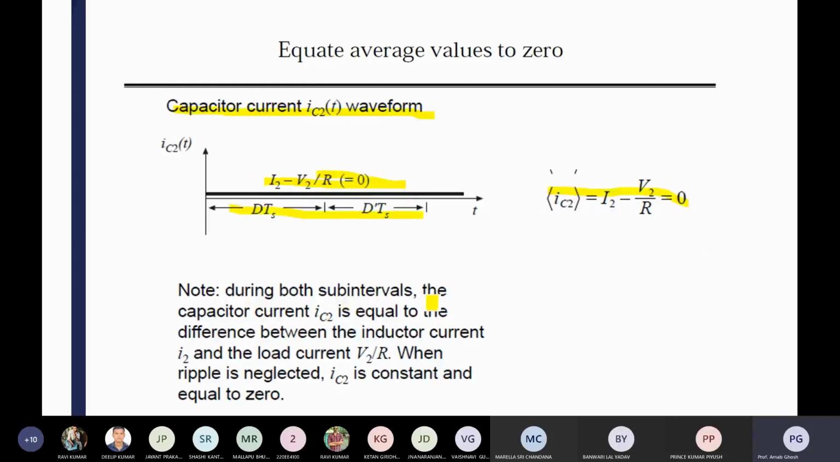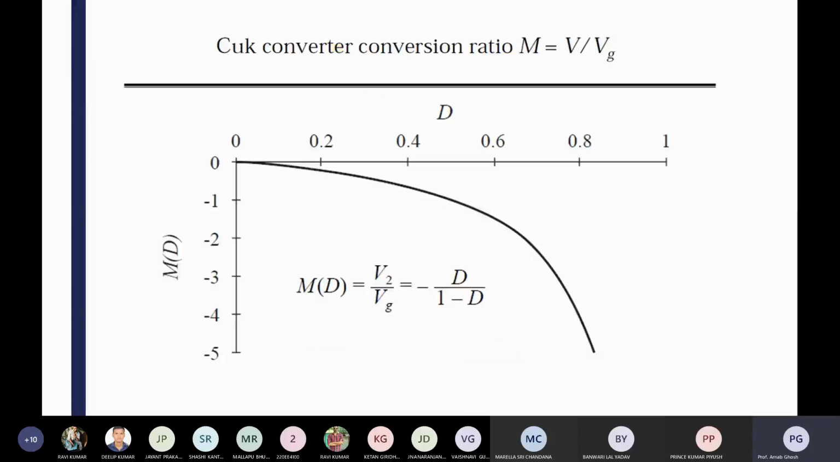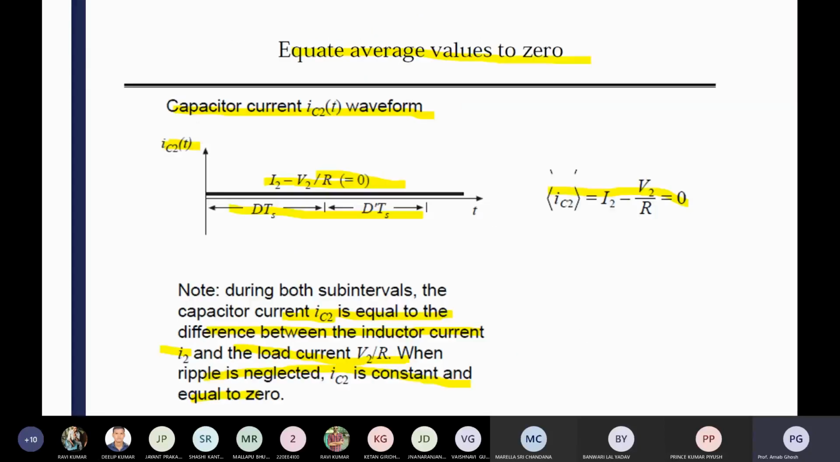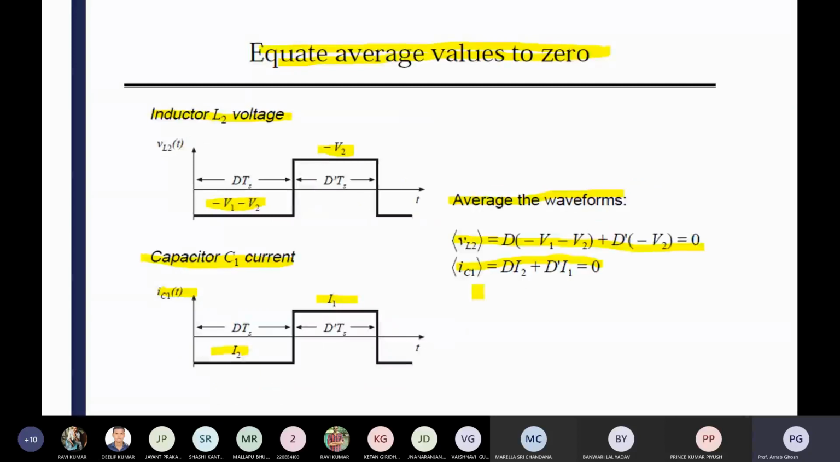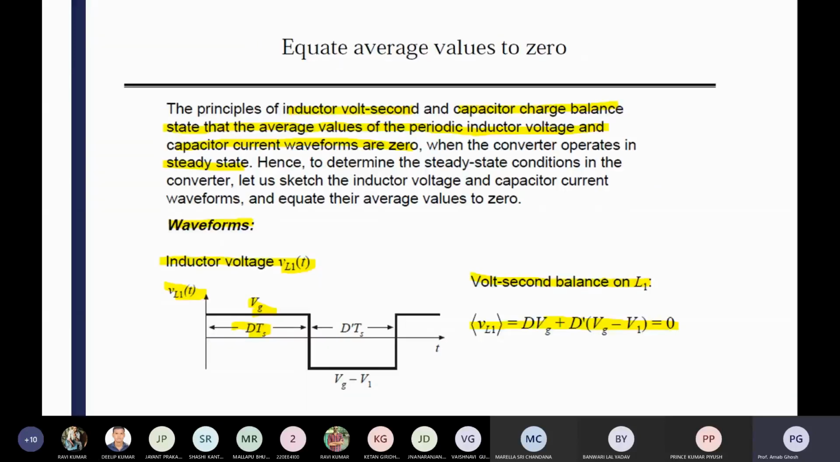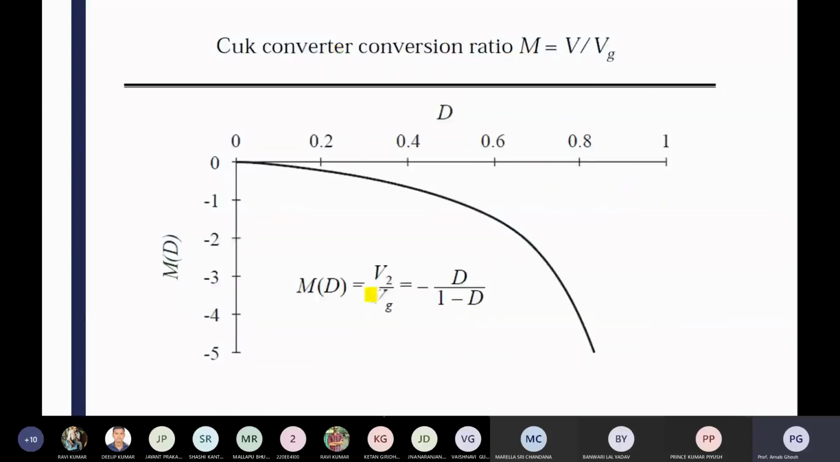During both of the sub intervals, the capacitor current IC2 is equal to the difference between the inductor current I2 and the load current V2 by R. When the ripple is neglected, IC is a constant and equal to 0. That's the reason we equate IC2 to 0. Then you can make the equilibrium value 0, and you'll get the voltage expressions, Vg by V1, and V2 by Vg equal to minus D by 1 minus D.